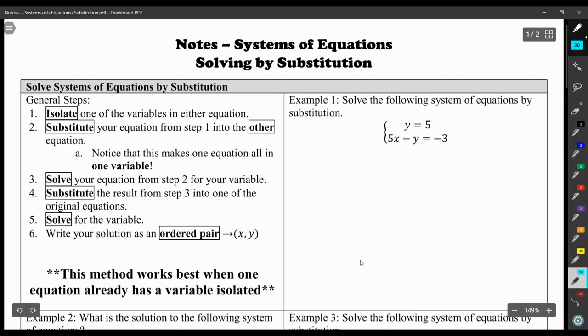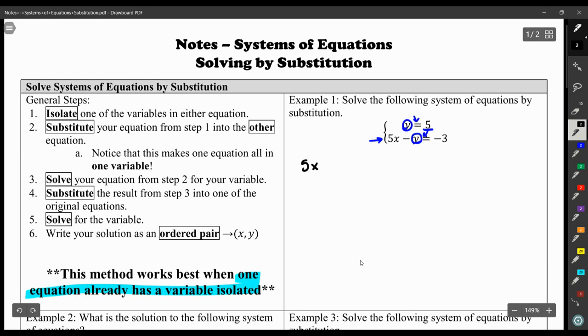However, we do need to notice that this method works best when one equation already has a variable isolated. So if you already have y equals a number, or y equals stuff, or x equals things, this is when substitution works best. For example 1, we're going to solve the following system with substitution. We notice that we already have y is equal to 5. Since we know that y is the same as 5, in the bottom equation I can replace this y value with what it's equal to. So we can substitute y with 5.